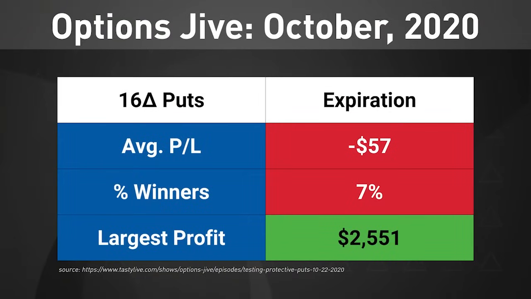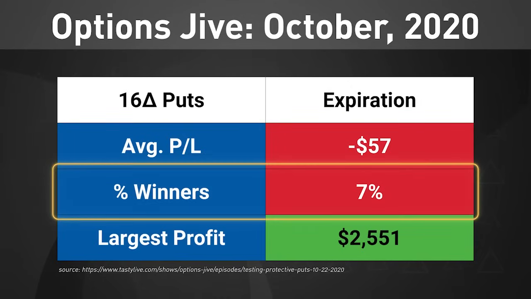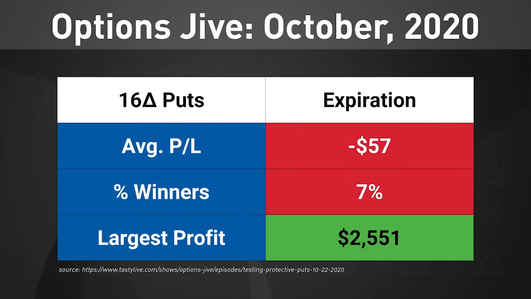Well, if we look at this research piece that the team did back in October of 2020, it doesn't look too amazing. Studying the SPY from 2005 to 2019, on average over time, buying the 16 Delta puts for protection, your average P&L was minus $57 per trade. It only protected you 7% of the time, and your biggest winner was only a couple $1,000s. So in the end, it ended up being a net negative to profitability.